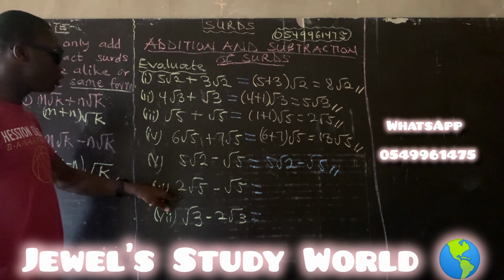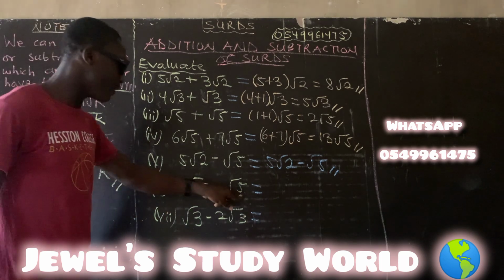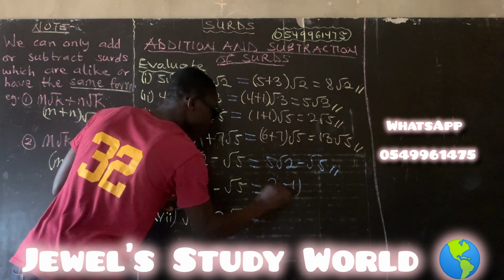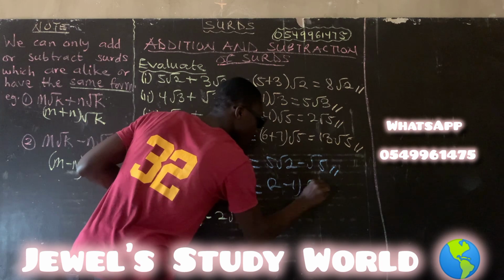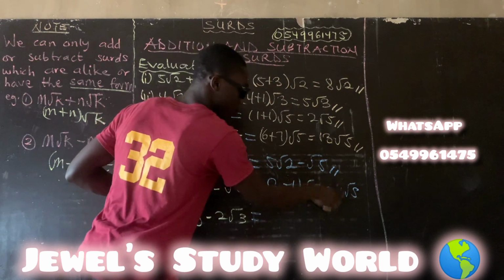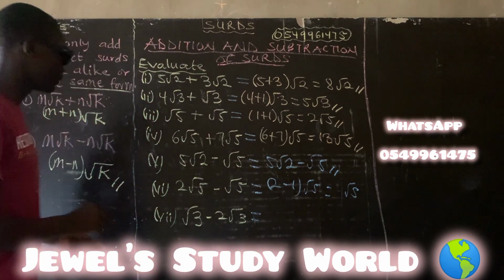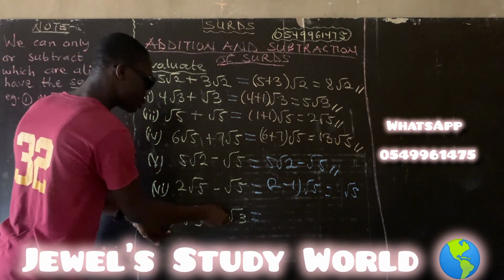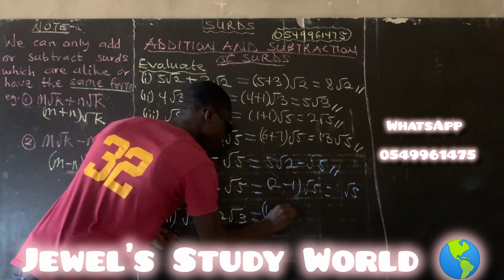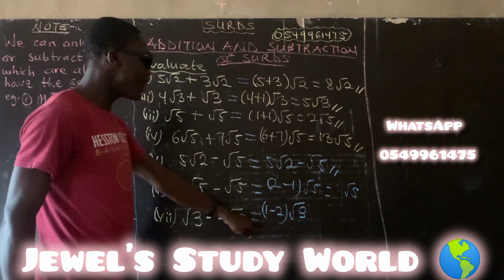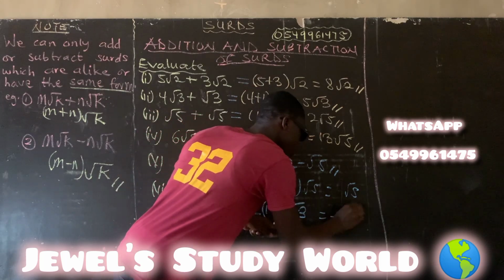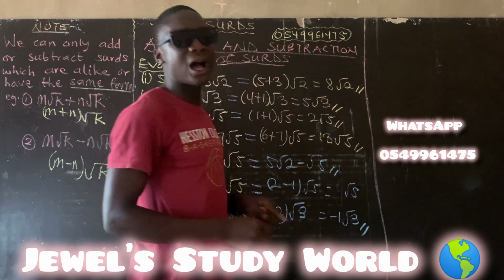Let's continue. Here we have 2 root 5 minus root 5. Here they are of the same form. So we have 2 minus 1 root 5, which gives us 1 root 5. But we don't write 1 root 5, we just write root 5. So here we have root 3 minus 2 root 3. So we have 1 minus 2 root 3. So 1 minus 2 gives negative 1, so we have negative 1 root 3 as our final answer.